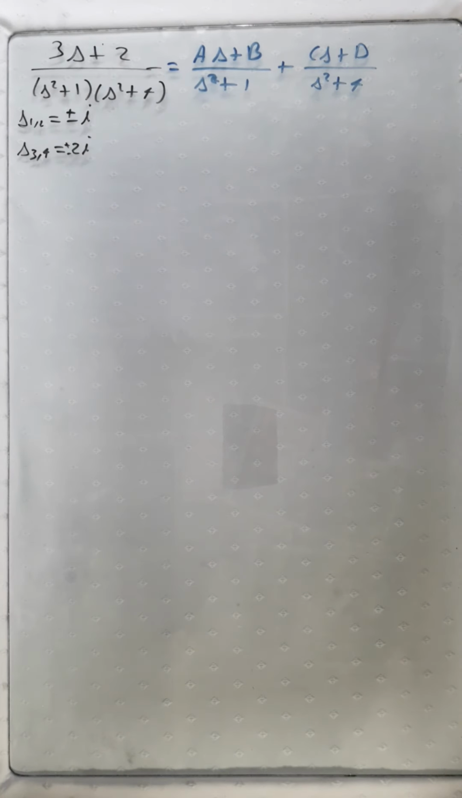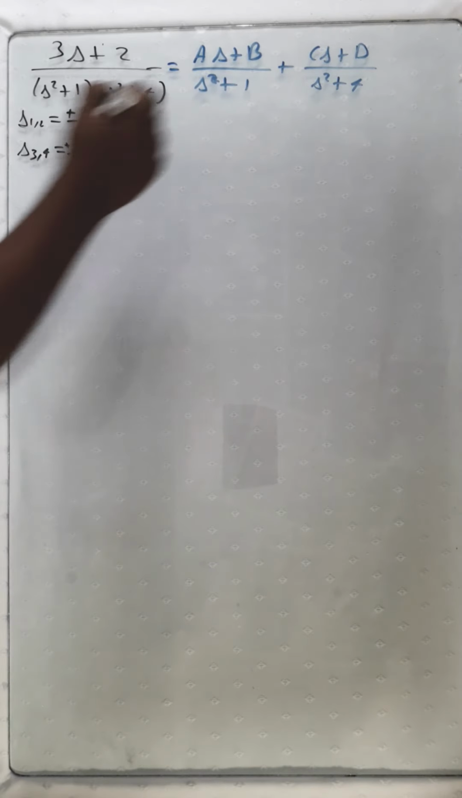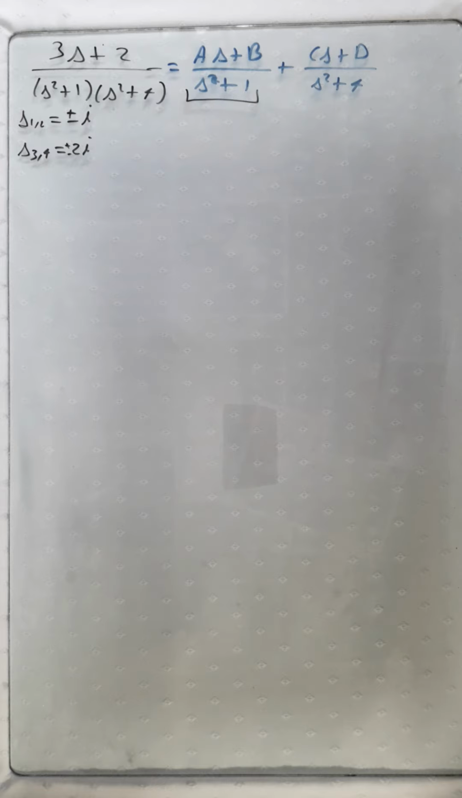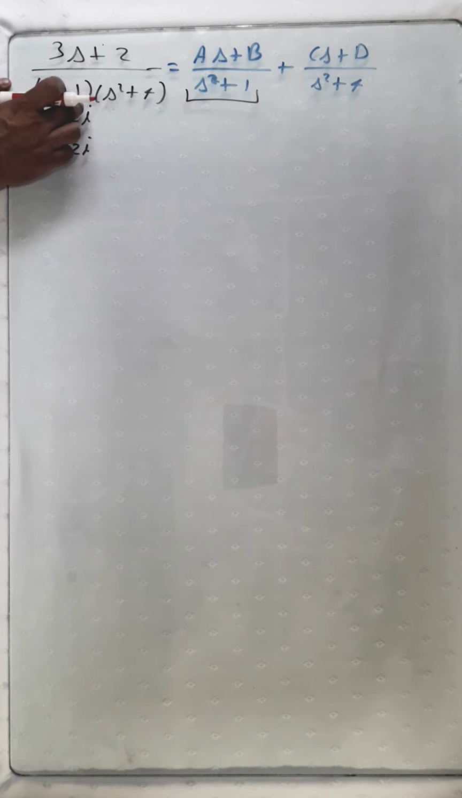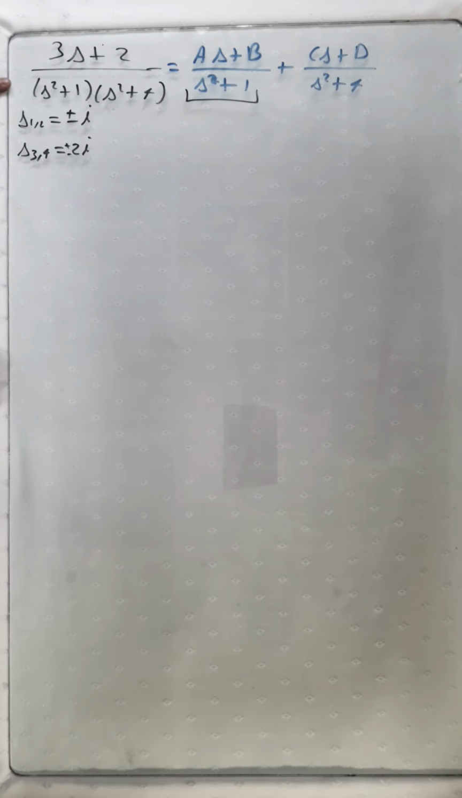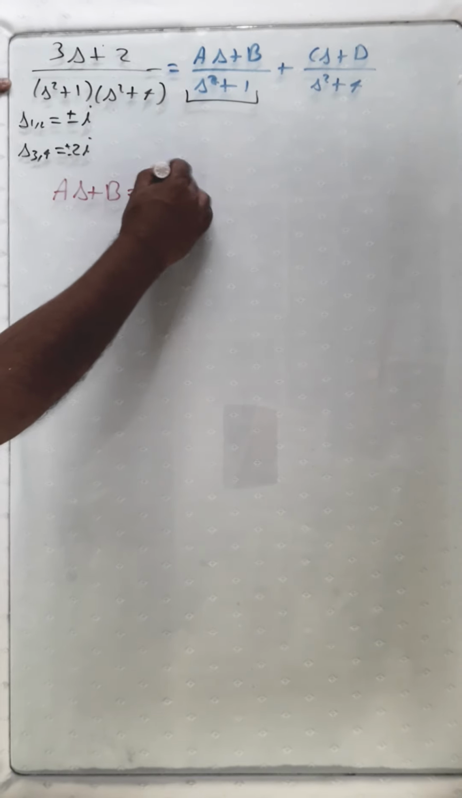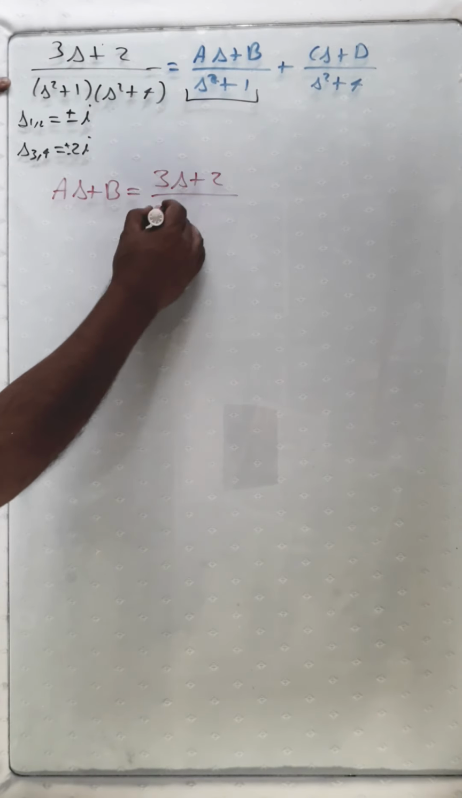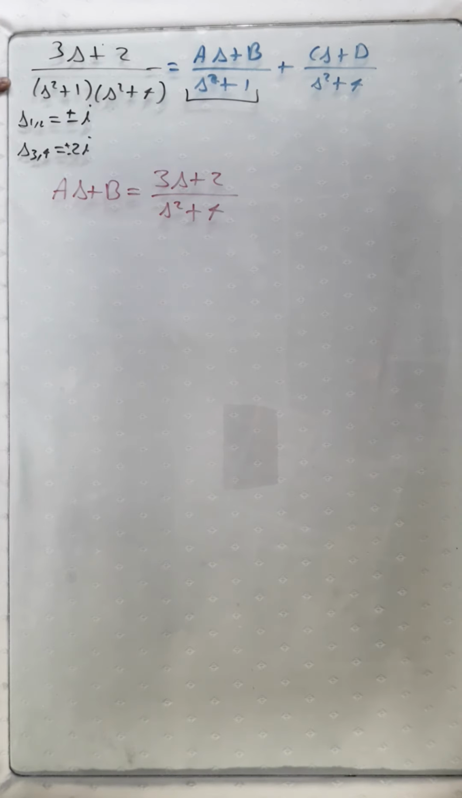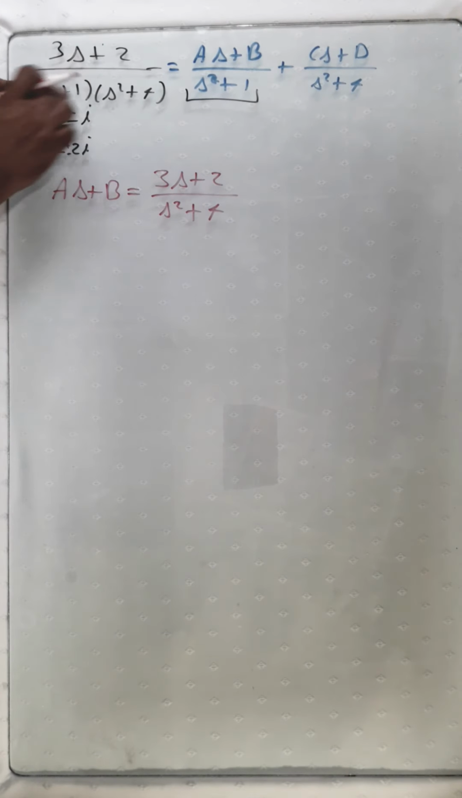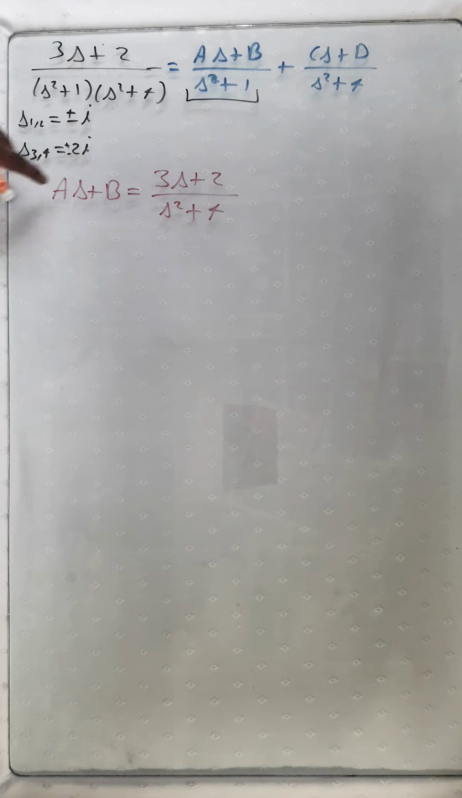Let's use the Heaviside method. In the Heaviside method, if you are going to calculate for this one, all you have to do is use this fraction but without the s squared plus 1. So as plus b is equal to 3s plus 2 divided by s squared plus 4. So you cancel the s squared plus 1, and now you have as plus b.